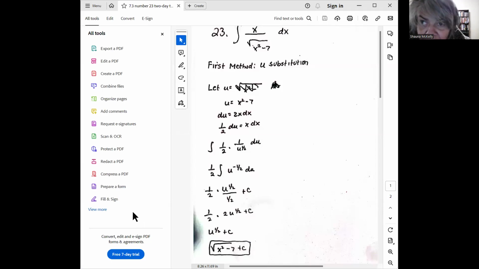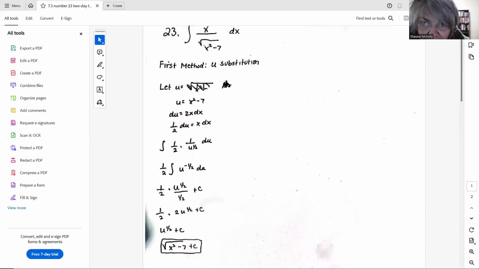One of them being, as I'm sure you're aware by now, that on some of these integral problems that we're going to be doing, as well as other problems throughout the course, but especially in this chapter on integrals, sometimes there's more than one right way to evaluate an integral. And this is one of those problems. This is number 23 from 7.3, the section on trig substitutions.